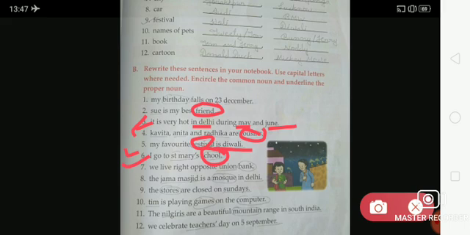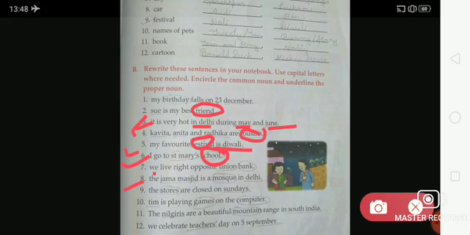In number 7, we lived right opposite Union Bank. Here the word Union, the first letter will be in capital, so we will underline it, and bank is a common noun, so we will circle it. In number 8, the Jama Masjid is a mosque in Delhi. Students, mosque is a common word, so we will circle it, and Delhi and Jama Masjid are examples of proper nouns, so the first letter will be in capital and we will underline them.